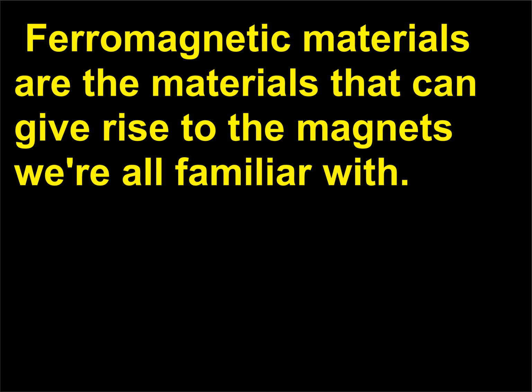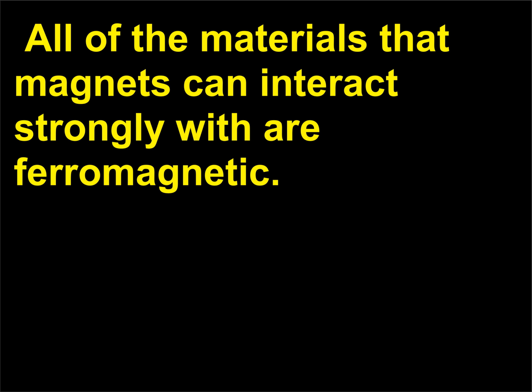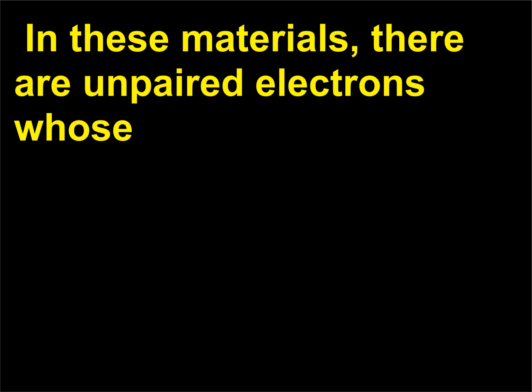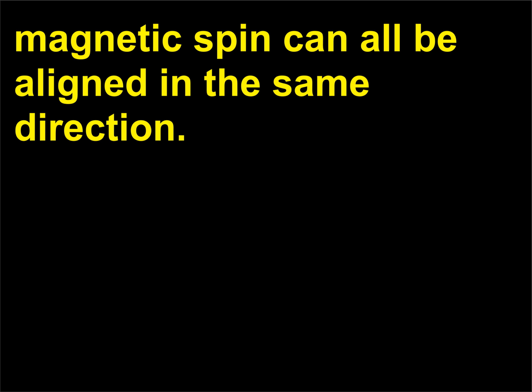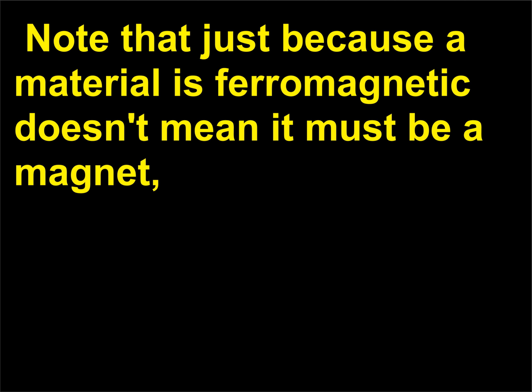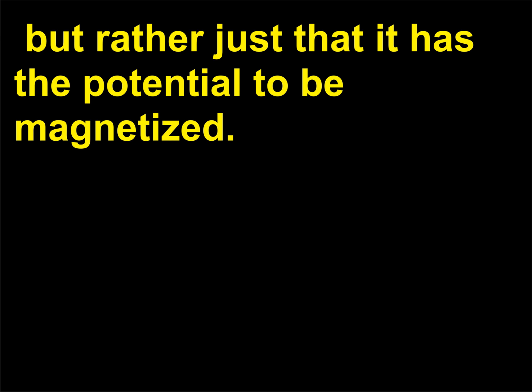Ferromagnetic materials are the materials that can give rise to the magnets we're all familiar with. All of the materials that magnets can interact strongly with are ferromagnetic. In these materials, there are unpaired electrons whose magnetic spin can all be aligned in the same direction. Note that just because a material is ferromagnetic doesn't mean it must be a magnet, but rather just that it has the potential to be magnetized.